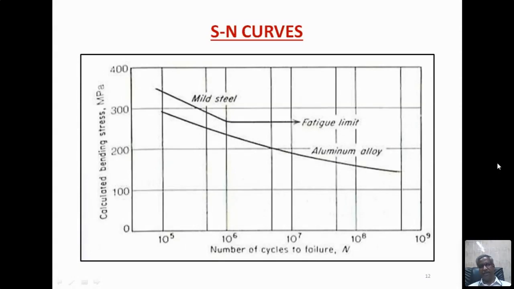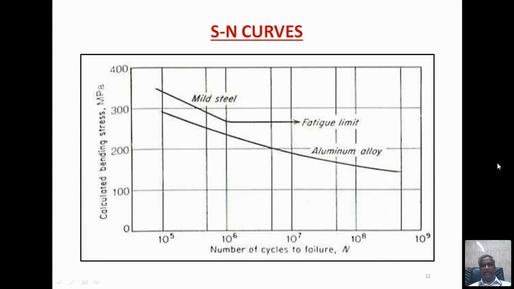Why is it in log scale? Because the number of cycles is the result. For an applied load, how many cycles it will run, a lot of variation will be there. Starting from 10 power 5 cycles, that means 1 lakh cycles, it varies to nearer 10 power 9. So 10 power 7 is 1 crore and 10 power 8 is 10 crore cycles. So it is a large spectrum of data. To accommodate all the data, they are using a log scale for the x-axis.